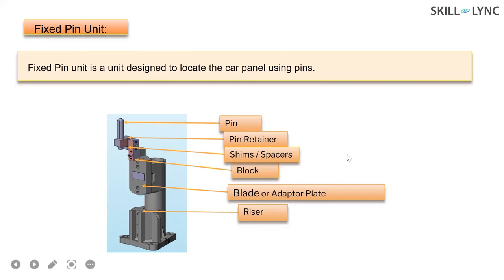So totally we'll be having a shim pack, which will have a thickness of 5 mm, and we'll be having 5 components, with thicknesses of 0.5 mm, 2 numbers, 1 mm, 2 numbers, as well as 2 mm, 1 number. Okay. So the block is used to support the pin retainer with the riser. The riser is used to hold the entire fixed pin unit design at the required height.